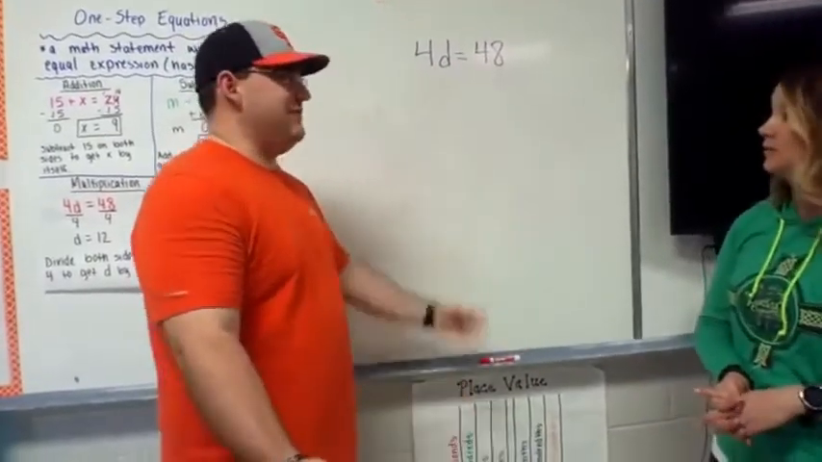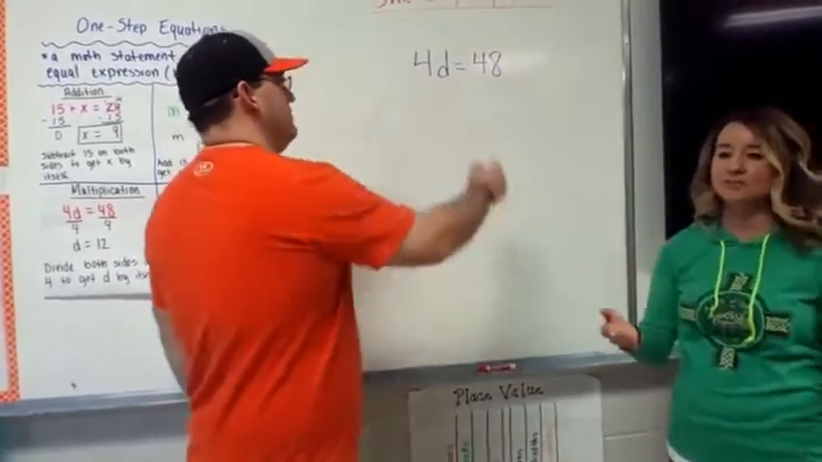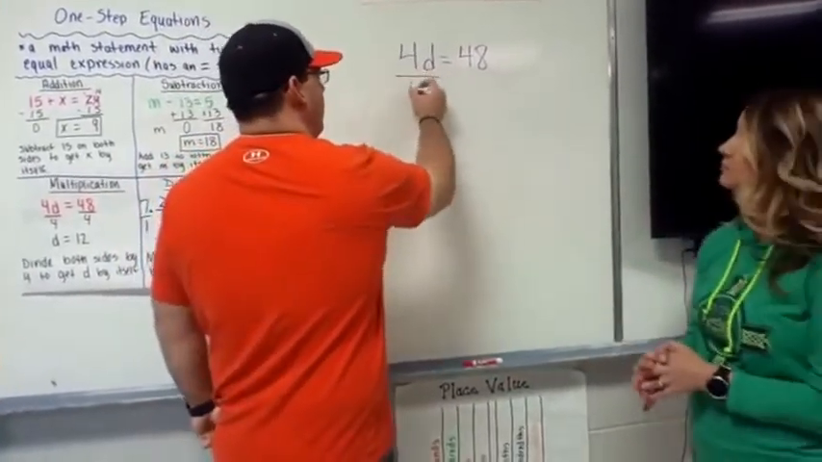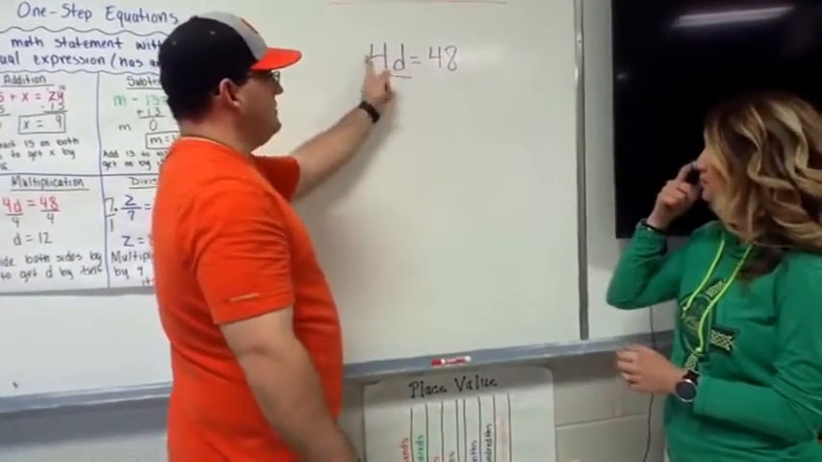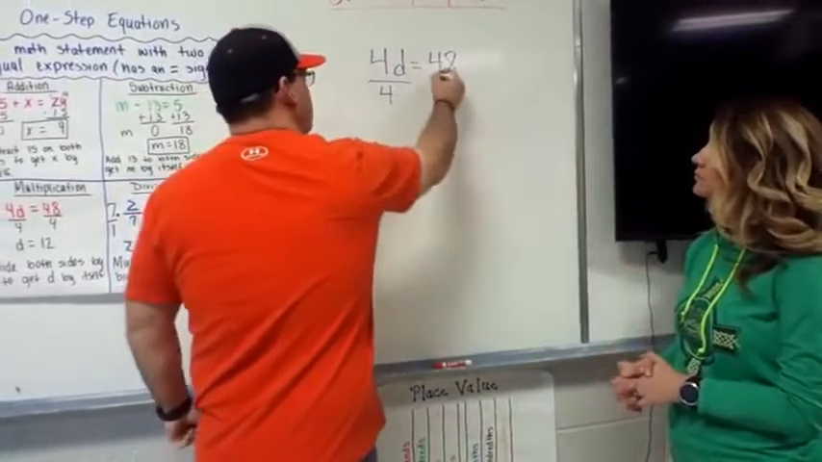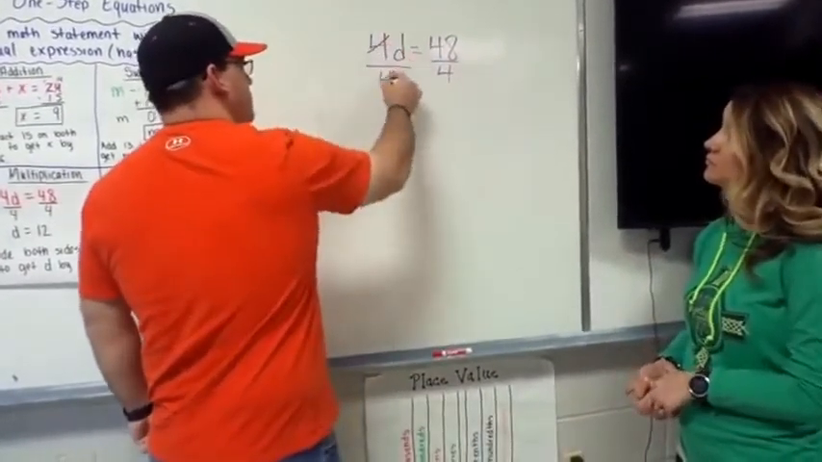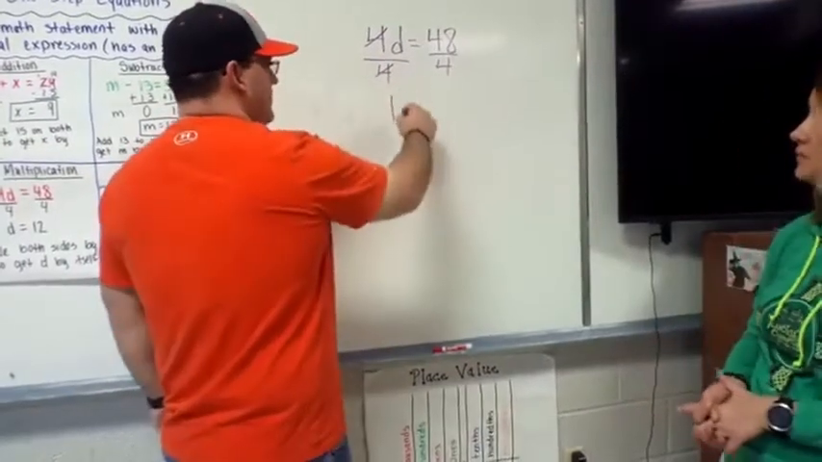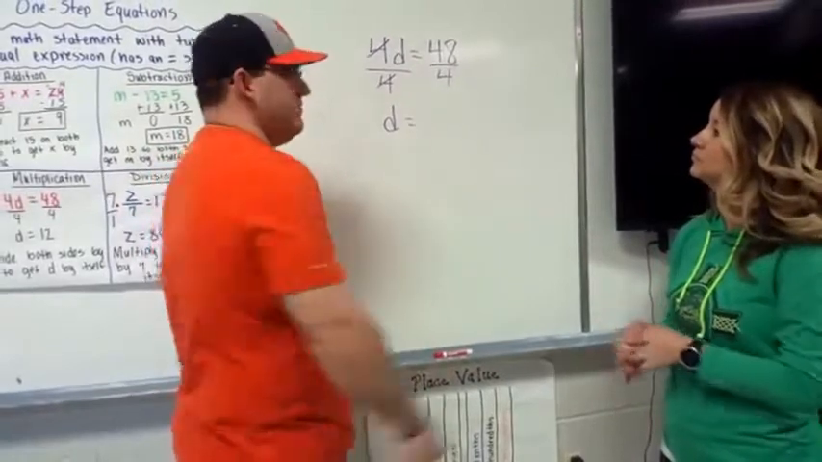How do I get rid of a 4 times D? The opposite of multiplication is division. Right. So you're going to divide by 4 on both sides. So this is one side, this is the other side. So you've got to divide by 4 here. These right here are going to cancel out, just leaving you with D. D. Okay, so D equals what's 48 divided by 4?